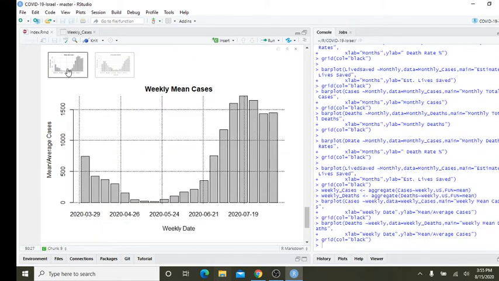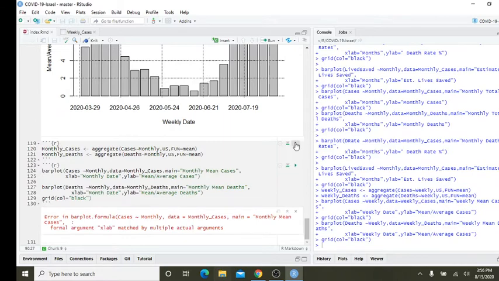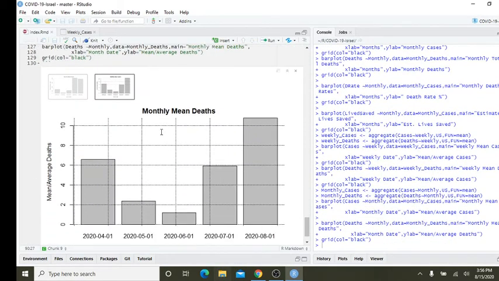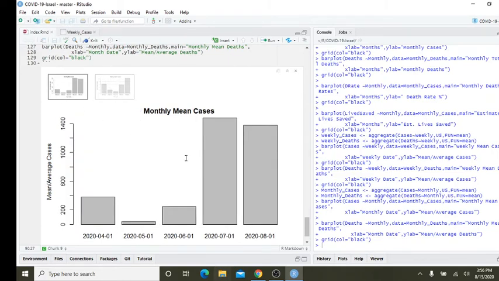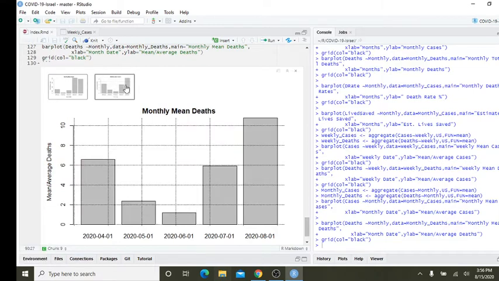Let's take a look at the weekly mean cases, the average number of cases per week. And what we see here is pretty much what we've seen before. Okay, so finally the monthly mean cases, the average cases per month. Two spikes here in July and August, followed by a spike in deaths here also. The average number of deaths for August was 10 per day, apparently.